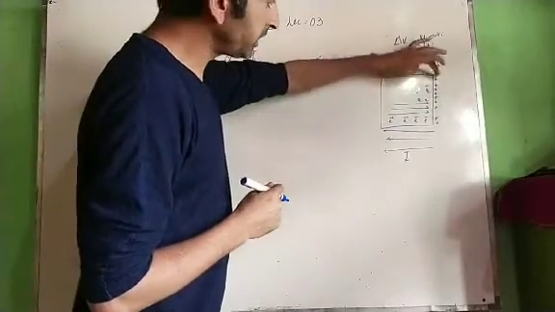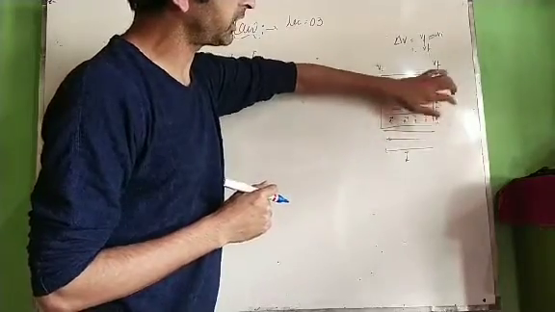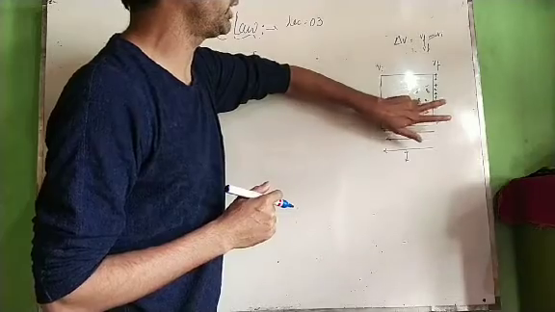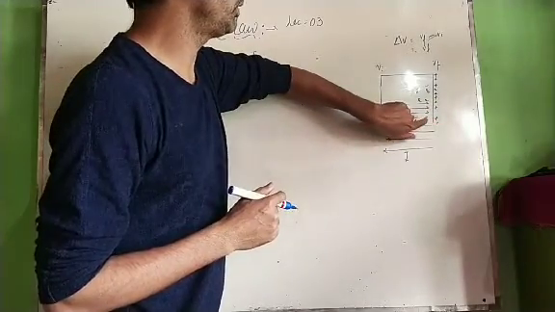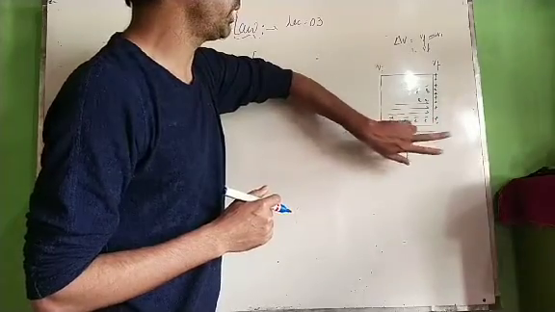The more potential you apply from here, meaning the more positive charge you apply from here, the more electrons will flow towards this side. The more the electrons will flow towards this positive charge, the more current will flow in the opposite direction.